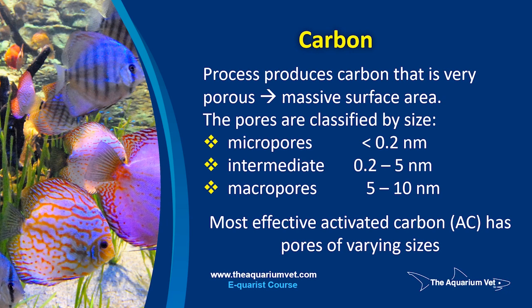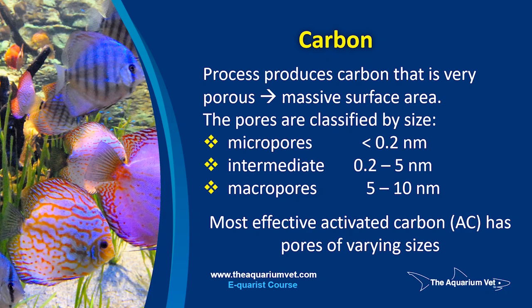So we have a meter, a thousandth of a meter is a millimeter. We then go to a millionth of a meter, which is a micrometer. Then we go to 1 billionth of a meter, which is a nanometer. So you have micropores, which are less than 0.2, all the way up to macropores of 5 to 10 nanometers.